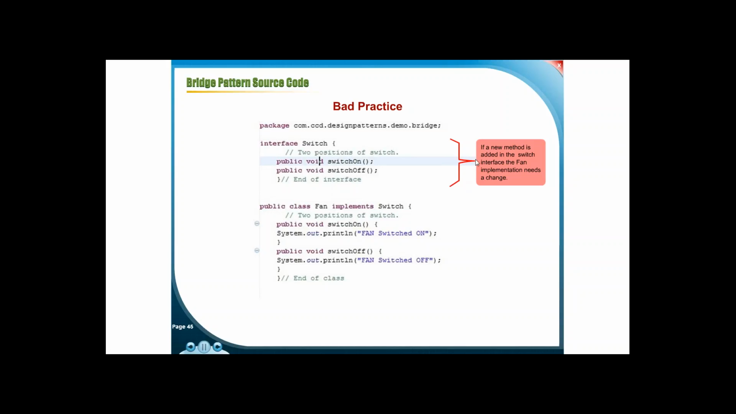Now, if a new method is added in the Switch interface, the Fan implementation needs a change here, right? Because the class will demand implementing the new method that is added in the interface. I mean, the class is implementing the interface, right? Definitely.